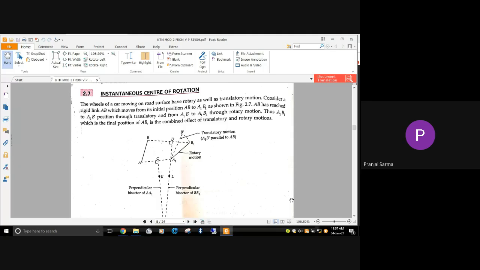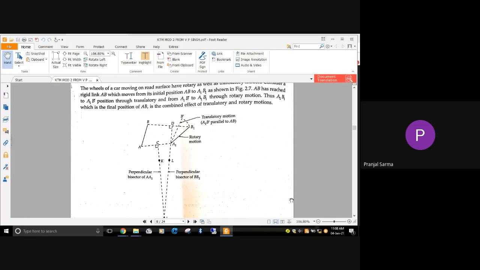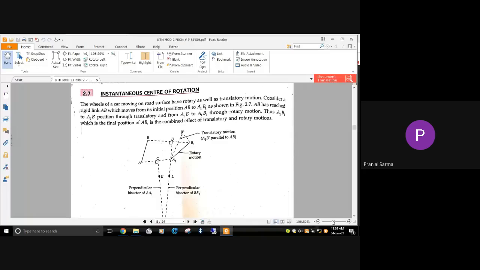So today we are going to discuss another method of doing this particular analysis, and that is the instantaneous center method. The relative velocity method we have covered; the instantaneous center method we are going to discuss today. Prior to that, we should know about the instantaneous center of rotation: what it is, and how this concept can be utilized to do the velocity analysis of mechanisms.